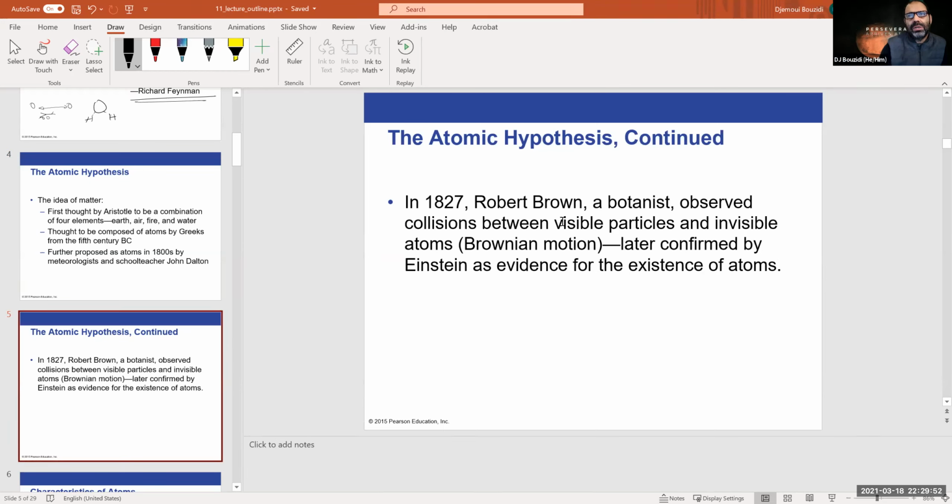Robert Brown, a botanist, observed collisions between visible particles and invisible atoms, later confirmed by Einstein as evidence for the existence of atoms. So the Brownian motion is, if you take, for example, oil, or any fluid, and you put dirt in it, you will see that the dirt has this basically random, jiggly motion, left and right, and so on and so forth. So the theory was that somehow this piece of dirt is colliding with the internal structure of these atoms.